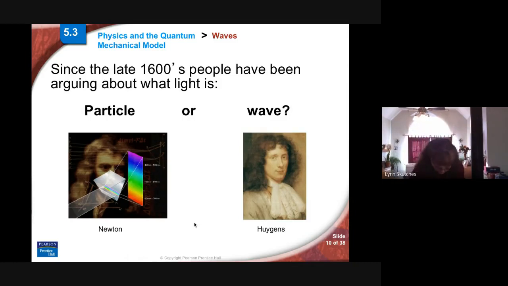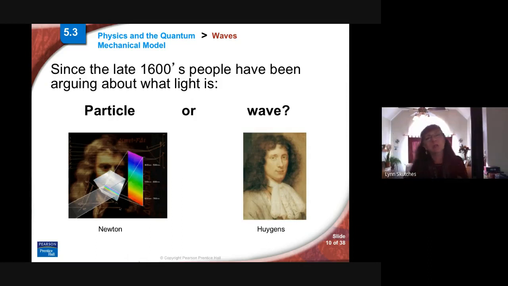Yesterday, we had our conversation about what electrons were. Are they particles? Are they waves? Well, that same kind of confusion was circulating around in the 1600s about light. Is it a particle or is it a wave? Isaac Newton thought it was matter, a particle. And Christian Huygens, I believe he was Dutch, proposed that it was a wave.